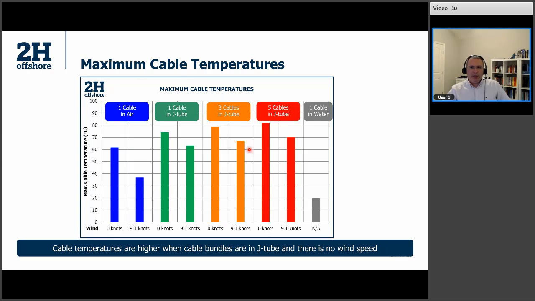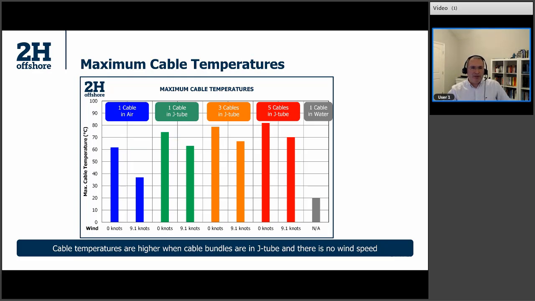And the maximum temperature reduces for other conditions, with 1 cable in the J-tube and 3 cables in the J-tube. But when we look at the effect of wind, overall we are seeing the wind is reducing the maximum temperature by around 10 degrees.